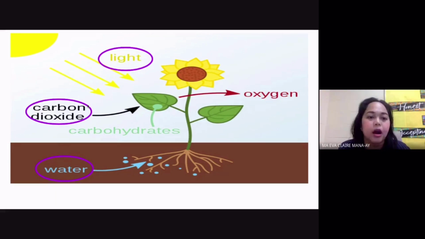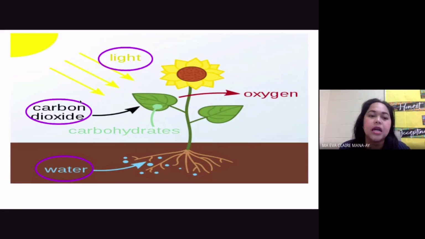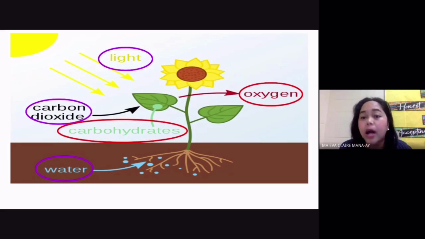Now, of course, your carbon dioxide is taken in by the leaves of your plants through the holes on those leaves, and we call those holes the stomata. And of course, water is absorbed by the roots of your plants. So again, these are the reactants of the first stage, the first part of your photosynthesis. Generally, these are the reactants that we start with. And of course, photosynthesis can give us carbohydrates and oxygen.